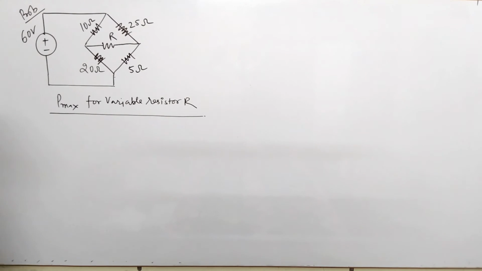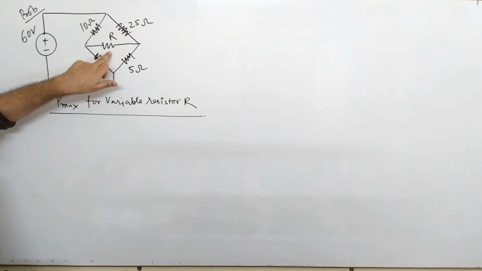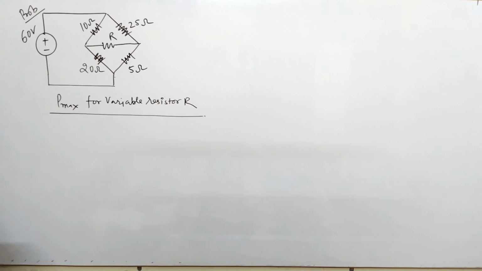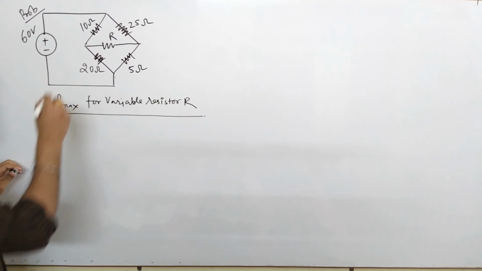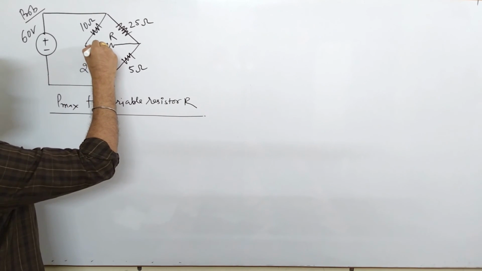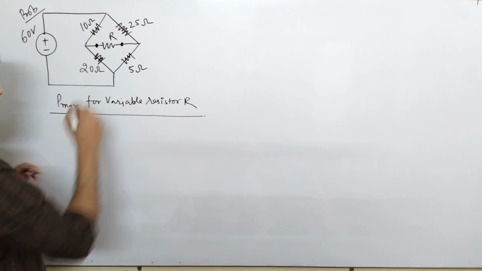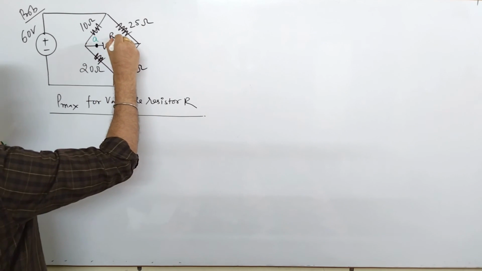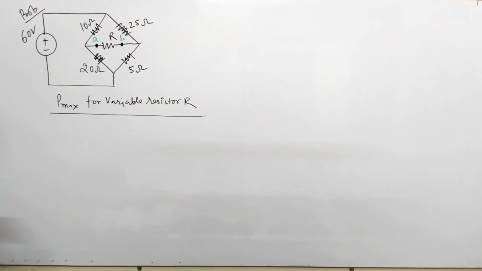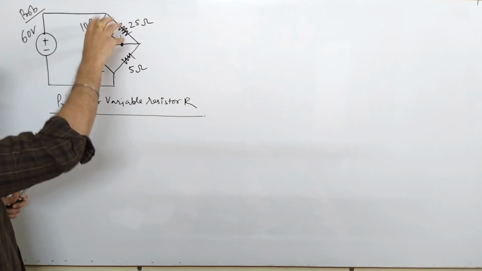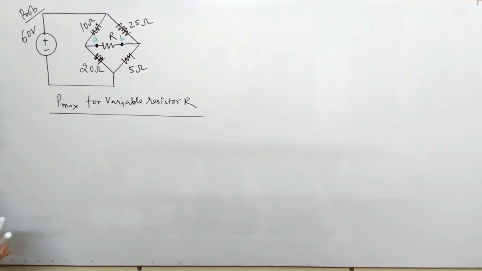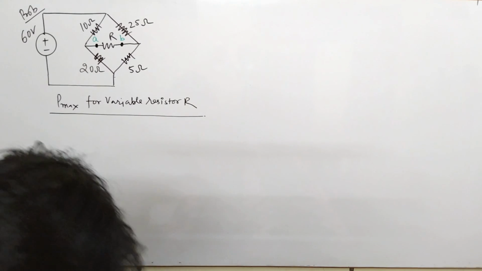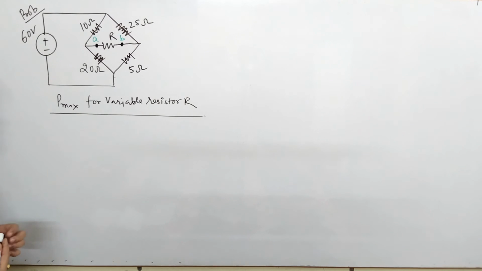Now friends, this is our next problem. In this problem you have to find the maximum power delivered to this variable resistance R. Basically, this resistance is connected here, and let these two be the A and B terminals. So what maximum power this network delivers to this resistance R, that we have to find. Very important question. This type of question was asked in GATE also, again a 2 mark question.